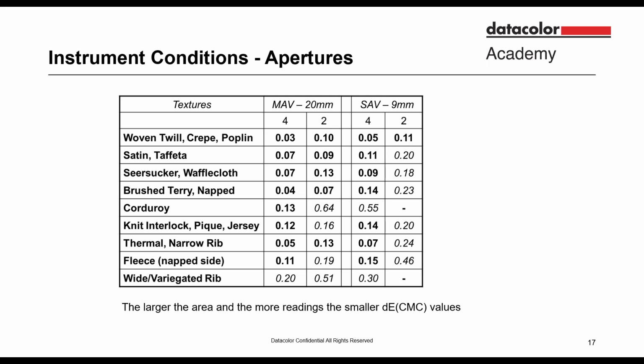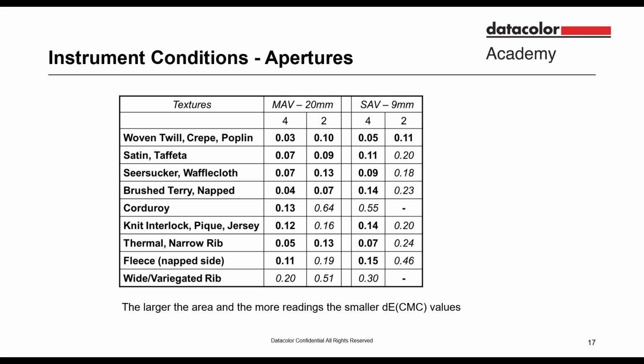The values shown in bold are all equal to or less than 0.15 delta ECMC. In other words, that shows a good technique or a good result. The other values that are not bold are the ones that exceed 0.15. As you can see, there are issues with corduroy when we use only 2 readings or we measure in SAV. And the same with the variegated rib, we exceed values when we work with fewer readings or a small area view.